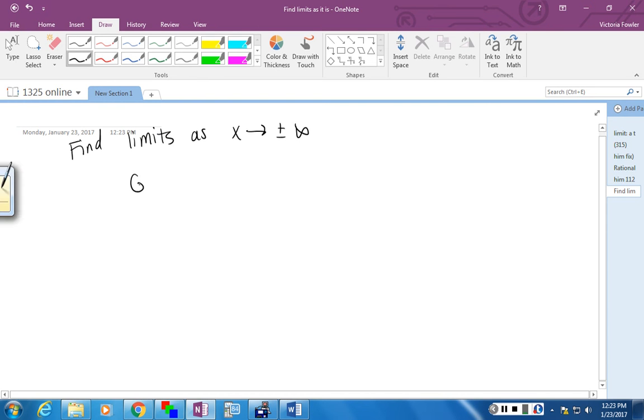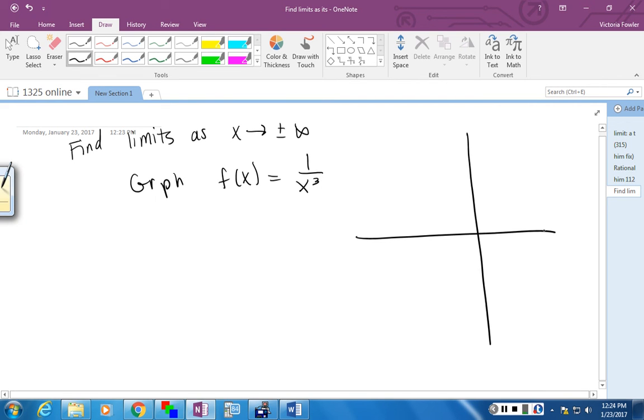So let's graph the function 1 over x cubed. If I go to my calculator on my TI-83 here, it's not going to give me a very good view of it, but I know that I have a vertical asymptote at x equals 0.